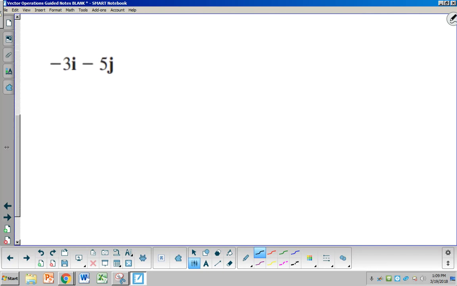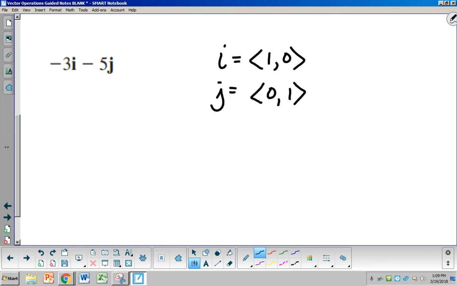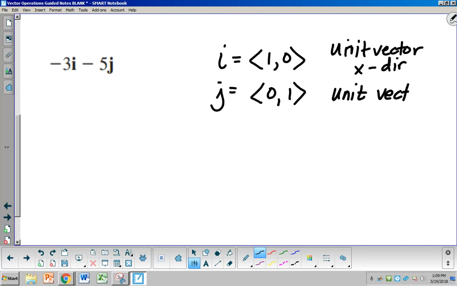I, J, don't let that scare you. I is just a vector, a unit vector in the x direction, and J is a unit vector in the y direction. How do I know that I is in the x direction? By looking at it. Because I have 1 in the x direction.